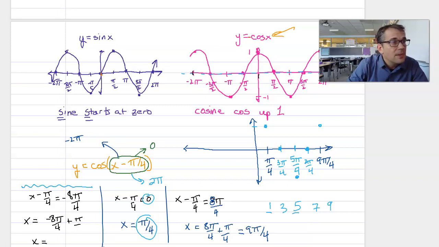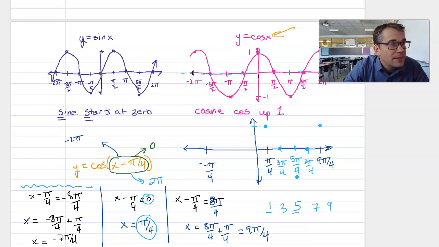For some reason, this tablet I use makes my 4s look like 9s. So negative 8 pi plus 1 pi is negative 7 pi over 4. So now I'm thinking about getting from here, let's see, dark blue, here's negative 7 pi over 4.